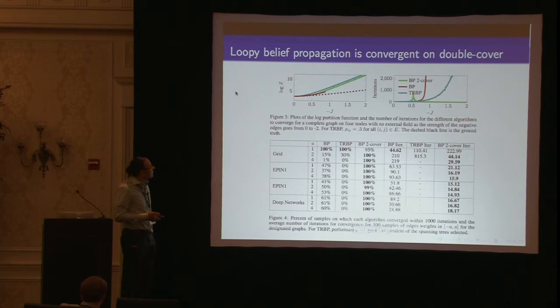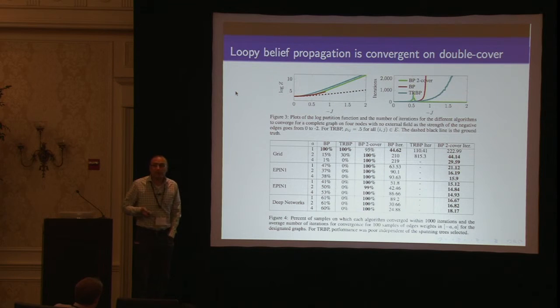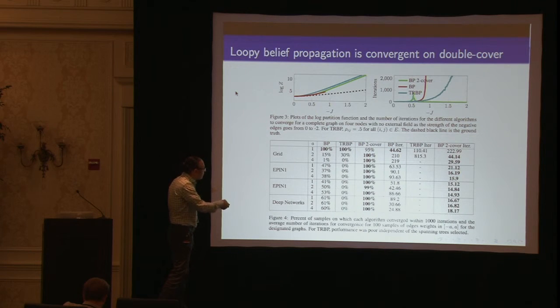Another interesting property is this double cover construction seems to always get really nice behavior with loopy belief propagation. So we only have empirical evidence for this. But if you run belief propagation on Epinions or on grid graphs or on deep networks, like deep belief networks, it very often doesn't converge or converges to suboptimal solutions. But if you run loopy belief propagation on our double cover that we just constructed, for some crazy reason, I don't know why, it always converges. And it converges very, very quickly.